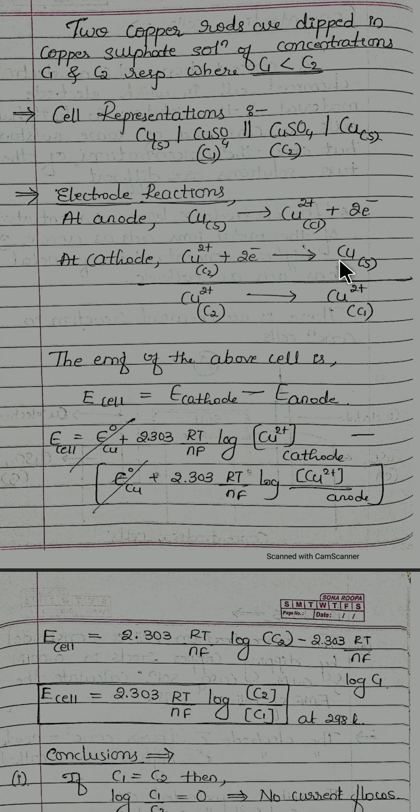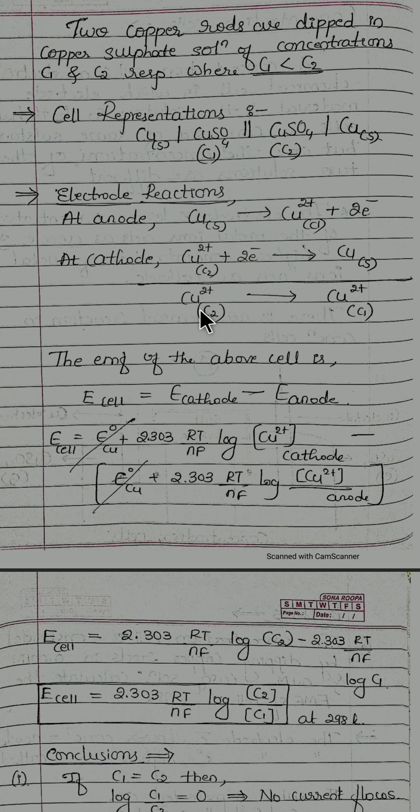So now to write the overall or net reaction, the copper solid can be canceled from the reactant and product sides, and the two electrons are also common on both sides, so you can cancel those terms. You are left with Cu2+ (C2) to Cu2+ (C1). This overall reaction indicates that concentration is moving from higher concentration to lower concentration. I mean to say that the reaction is proceeding from C2 to C1.